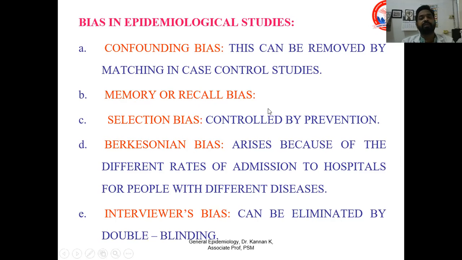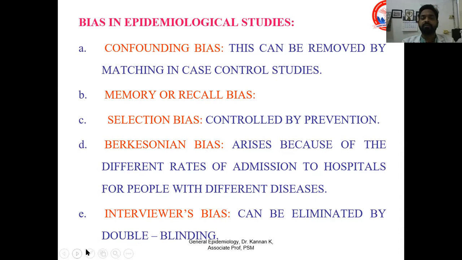Then selection bias, controlled by prevention. We should not allow all the patients who want to get into the study. We have to reduce selection bias. Berksonian bias arises because of different rates of admission to hospitals for people with different diseases. There might be more cancer cases or more serious cancer in a tertiary care hospital than in a normal clinic or secondary hospital. That is nothing but Berksonian bias.